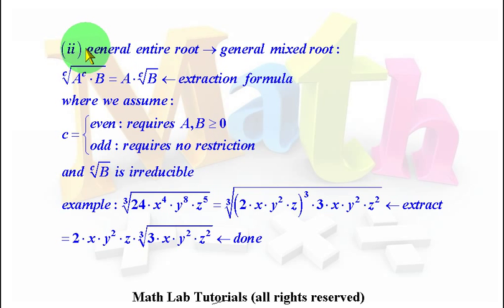Now, point number 2 will be going from a general entire root to a general mixed root. A general entire root may look like the cth root of a to the power c dot b. We identify the a as the good guy because the c's match, and we identify the b as the bad guy. Now the cth root of a to the power c is just a. That's how we extract the good guy from the radical, and then we're left with b as the bad guy.